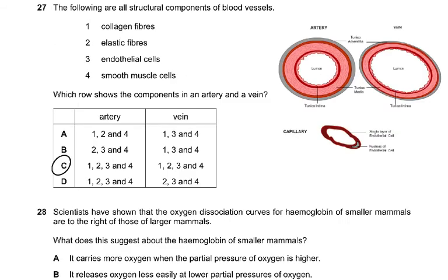Question 27: the following are all structural components of blood vessels: collagen fiber, elastic fiber, endothelial cells, smooth muscle cells. Which row shows the components in an artery and vein? You know endothelium is present in all. So it had to be C because they're all present in all of them: 1, 2, 3, and 4. Of course, in varying degrees, but they're present in all. This diagram is going to be explained at the end as well.